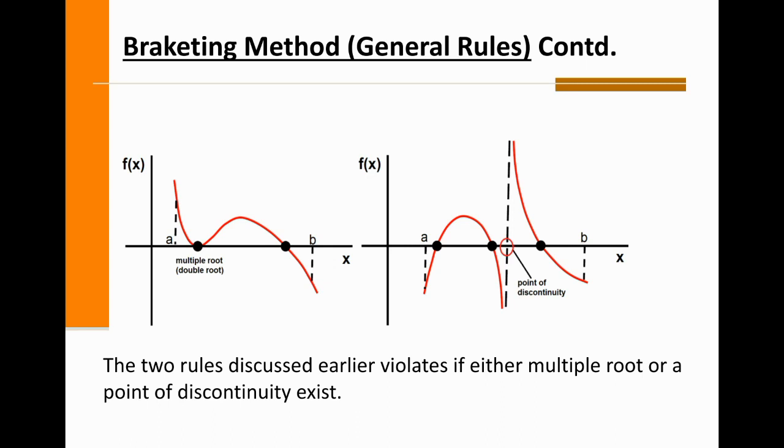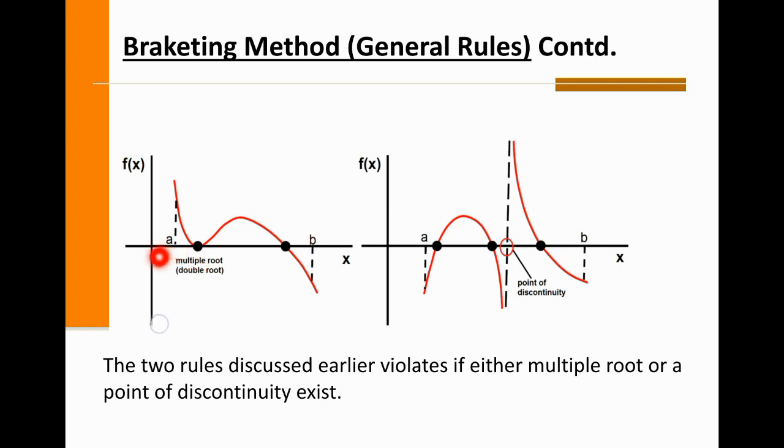Now, sometimes there exist some flaws, some violations in the bracketing method. These violations are due to either multiple root existence or some discontinuity existence. Multiple means that a root may be double, triple, or of higher multiplicity, and that is called a multiple root. So here I have taken one example of a double root.